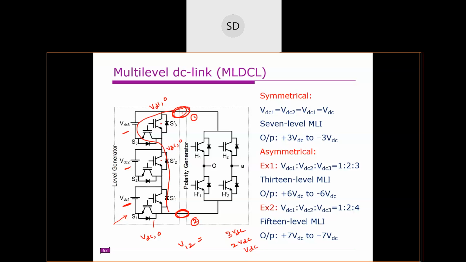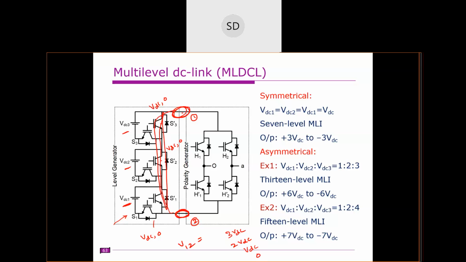How to get 0 voltage across 1 and 2? S1 dash, S2 dash, S3 dash. We need to turn on all these 3 switches, right? If you turn on all these 3 switches, all the DC sources are bypassed, so that you can get 0 voltage.